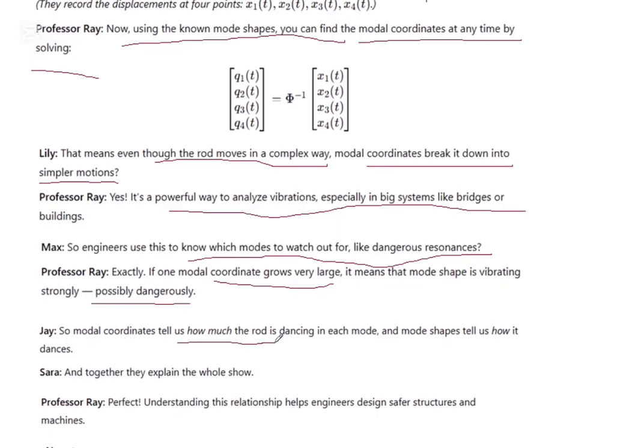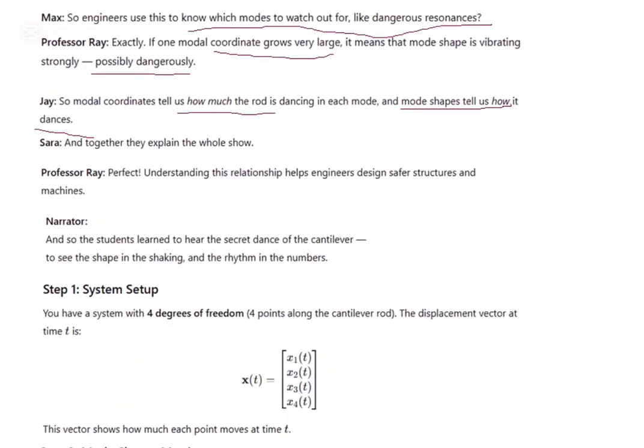So the modal coordinate tells us how much the rod is dancing in a particular mode. Mode shapes tell us which way it dances, whether it's an S type or a wavy type. How it dances is given by the mode shape, and how much is given by the modal coordinate. Understanding these lessons helps engineers, as I said.